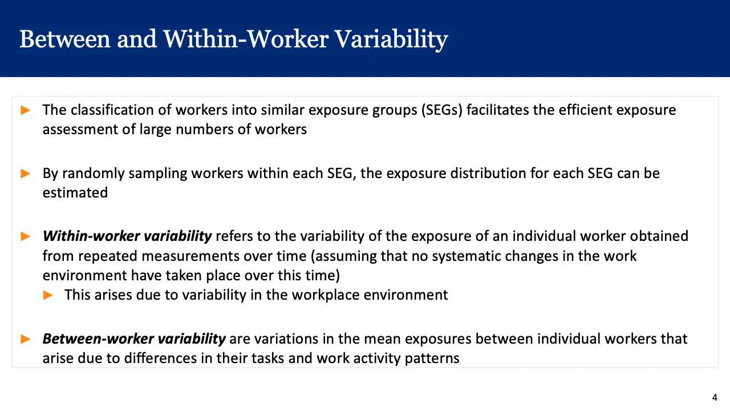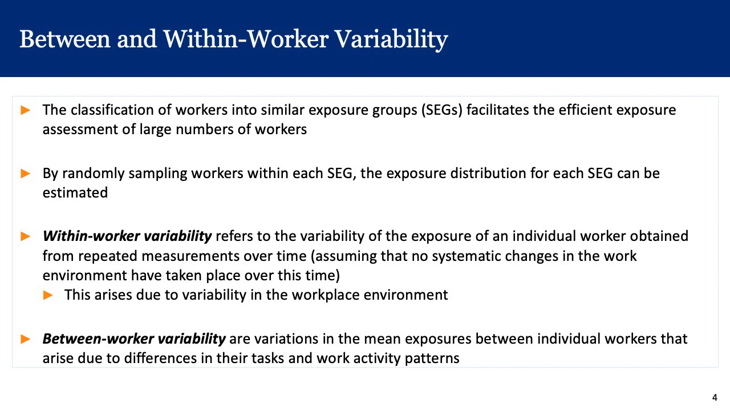And so if you measure one worker several times over time, that worker's exposure changes from one day to the next or one shift to the next. The second type of variability is called between worker variability. These are variations in the mean exposures between individual workers that arise because there are differences between the workers in the way they perform their tasks and differences in their work activity patterns. Between worker variability is not because of variations in the workplace environment, but variations in the workers themselves.